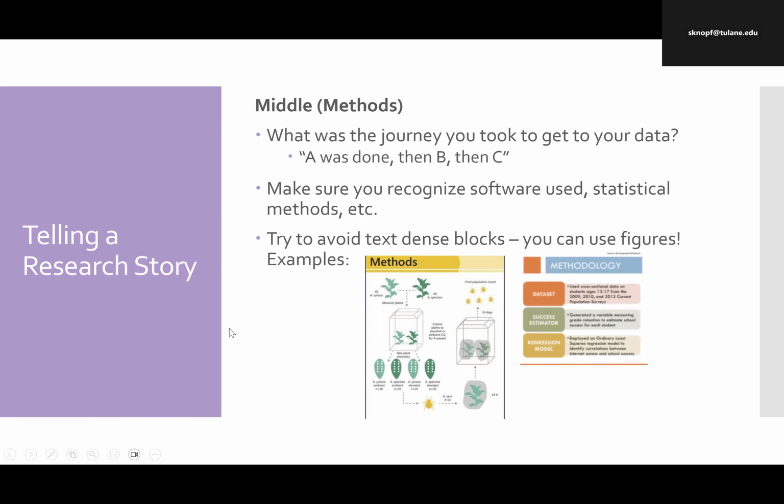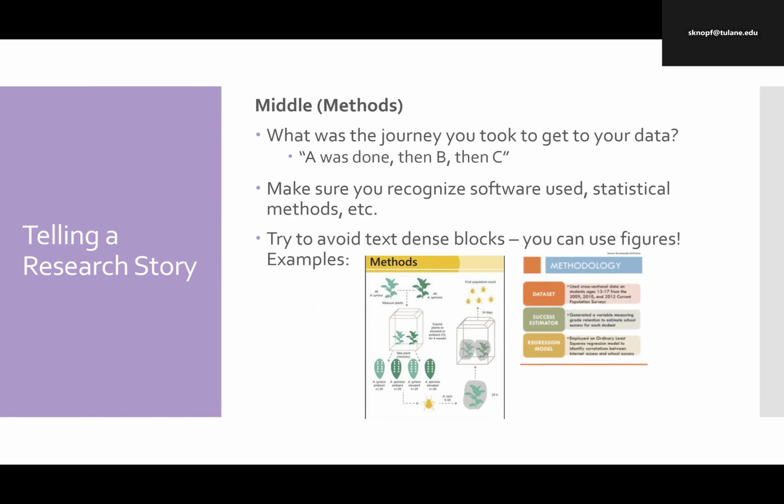Then you have your middle, your methods. What is the journey you took to get to your data? In a research paper, your methods is going to be way complicated and it's going to have a lot of steps because you got to be really detailed. In a poster presentation, it can be a lot more simplified. Nobody has the time to read 3 pages of methods. They just want to know what you did. So this is where you can be a little more simple.